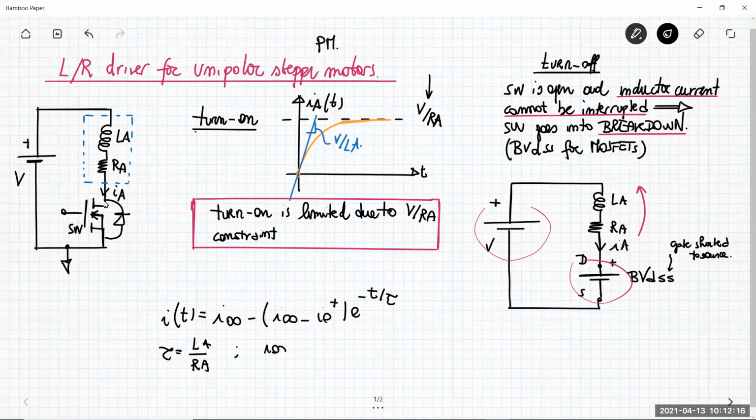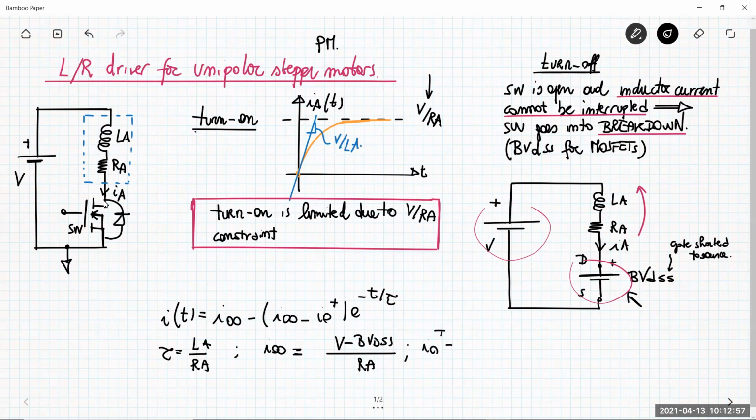But now all the terms here are different from our previous analysis, okay? Because I infinite is the current flowing in that circuit in steady state condition. So when all the transient vanished out, the current here is no more V over RA, it will be V minus BVDSS over RA, okay? Because now we have this voltage here that previously was not present.